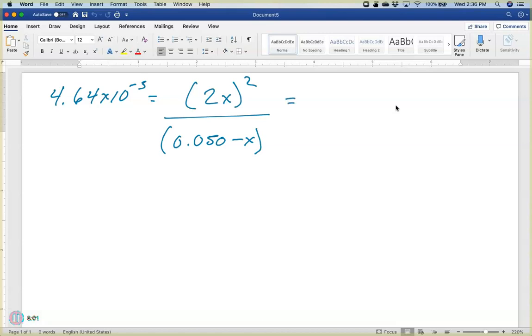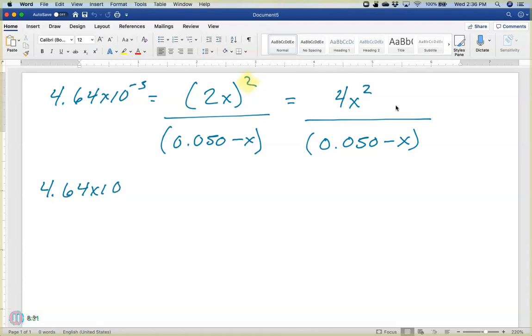Let me just do the numerator. So remember, this square is on the outside of the parentheses. That means both things inside it get squared. So it becomes 4, or 2 squared, x squared. So that's my numerator. And there's not much more I can do down here. Pretty much just carry that over. So let me rewrite it a little bit more neatly. It's getting a little bit squished because of the stylus. Those are 10 to the negative thirds, if you're wondering.